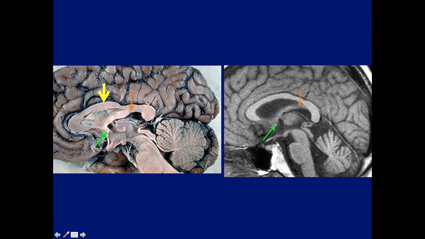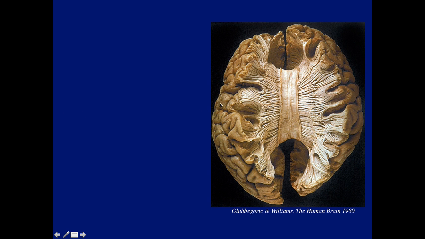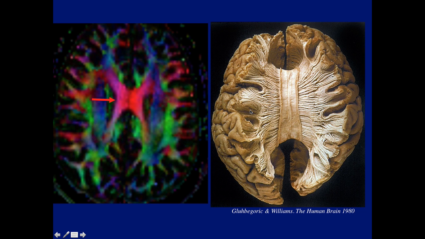If we look at this beautiful dissection from above, we see many of the fiber bundles that cross the corpus callosum from one hemisphere to the next. Nowadays, on DTI, we can see in red the body of the corpus callosum, in red because the fibers cross from right to left or left to right.